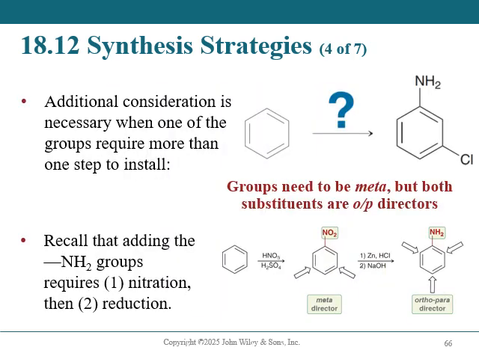Additional consideration is necessary when one of the groups requires more than one step to install. So for example, here I'm adding chlorine, right, a halogen, but I'm also adding an amine. As you remember earlier in our conversation, amines are actually added by adding first a nitro group and then reducing that nitro group. So groups need to be meta, but both substituents are ortho-para directors. So that's a challenge here, right? So I need to add the amine, but for the amine, I need the nitro first. Recall that adding amine groups requires nitration and then reduction, kind of what we see here.